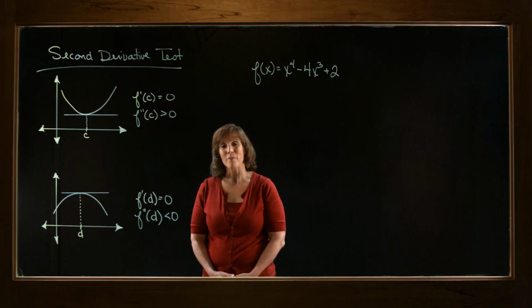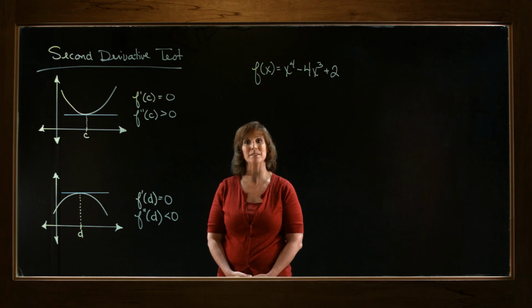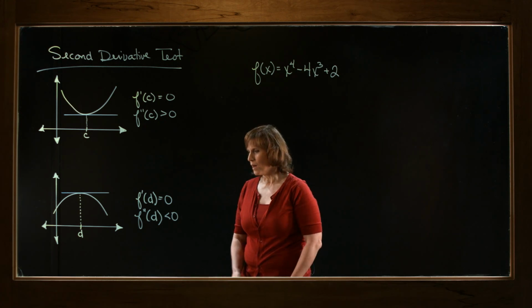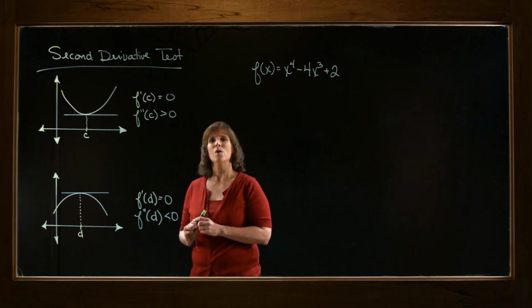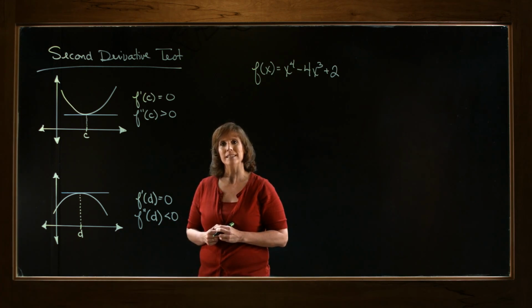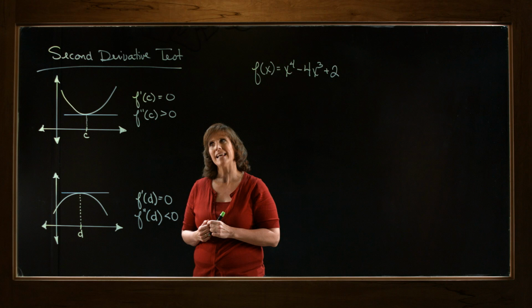Hi, I'm Cheryl Leach. In this problem, we're going to be using the second derivative test to help us find relative minimums and maximums. Well, what does the second derivative test tell us? In the second derivative test, we're going to be looking at when the first derivative at a given point is equal to 0. That means we have a horizontal tangent. Then we want to examine what happens to the second derivative.